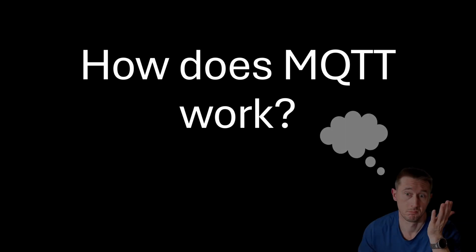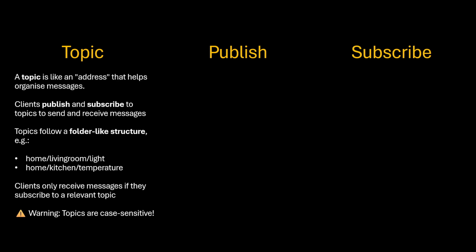So how does MQTT work? MQTT works by using the following methods of communication: topic, publish, and subscribe. A topic is like an address that helps organize messages. Clients publish and subscribe to topics to send and receive messages. Topics follow a folder-like structure, and clients can only receive messages if they subscribe to a topic.